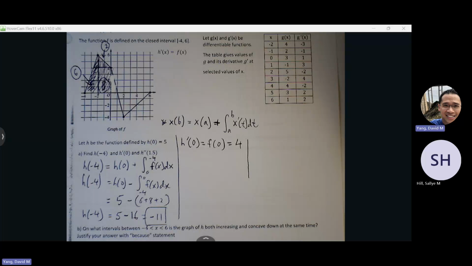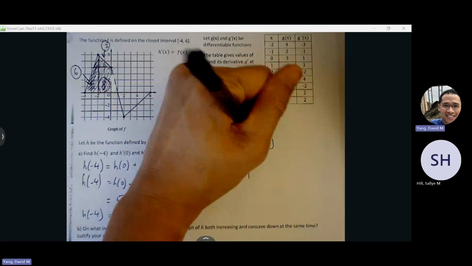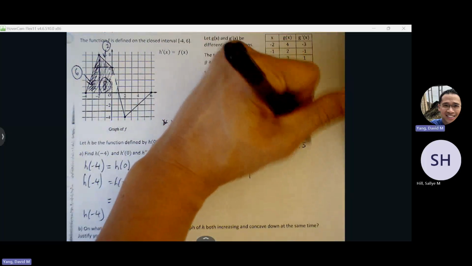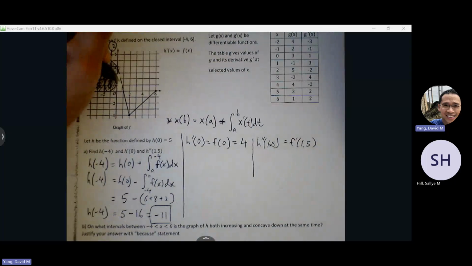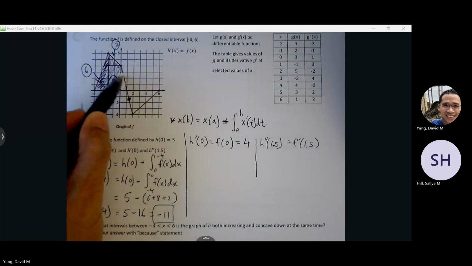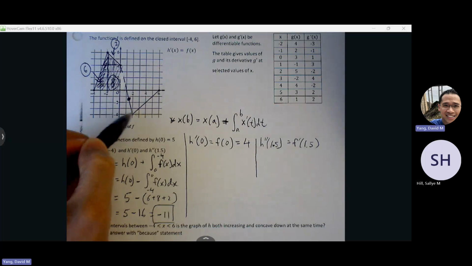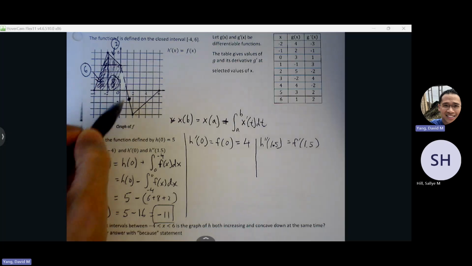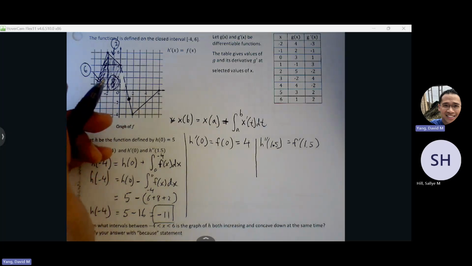And h double prime of 1.5. We know h double prime must then be f prime, and f prime is asking for the slope of the f graph. So I identify 1.5, which is somewhere here, and this is all part of this line here. This line all shares the same slope. I just need to pick two points to do rise over run. So from this point to this point, down 4 over 1. Slope is -4.